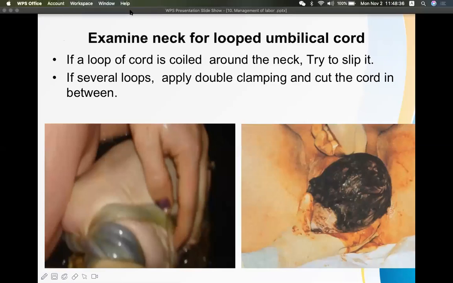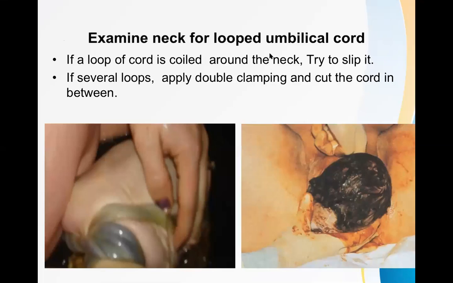Now this is the thing which we are talking about right now. So please have a look here. Let me explain this for you. So the head is delivered now. The neck should be palpated for the presence of umbilical cord. See this, this is the umbilical cord. You can see this, this is the umbilical cord.